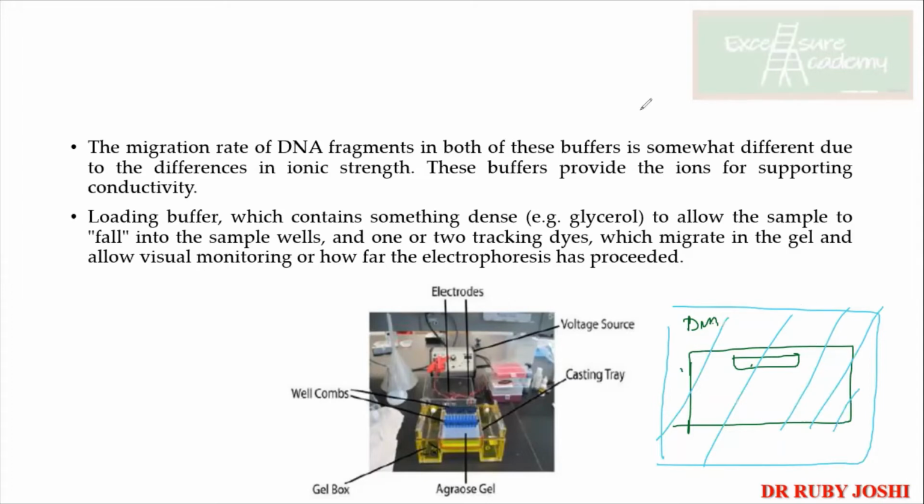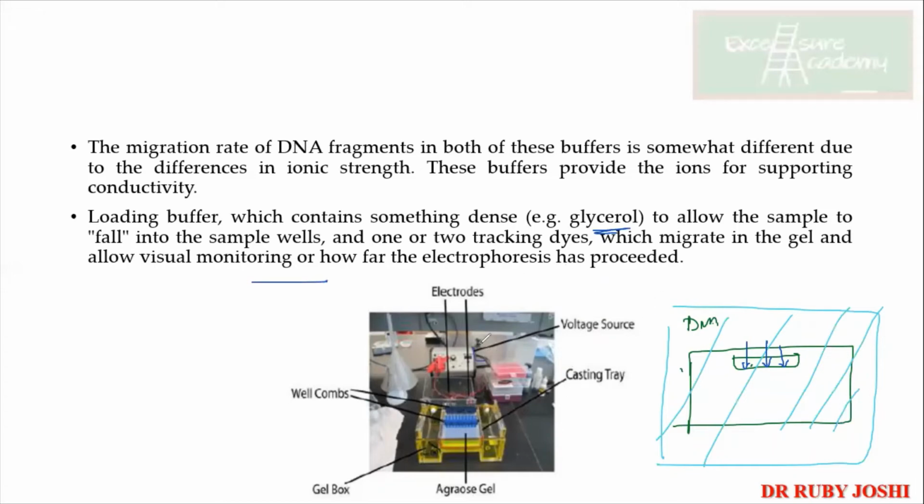So for that, what we'll do, we'll add glycerol. So this will make your sample heavy, okay? And because of which, what will happen? Sample directly आपका well में गिरेगा and it will not come out of that well. Similarly, we also add tracking dyes, that blue color, so that you can understand like हमें electrophoresis unit कब stop करना है. Okay, so it helps in the visual monitoring of how the electrophoresis has proceeded.